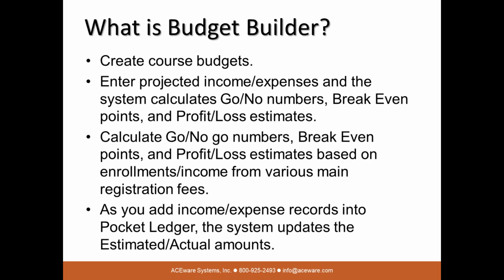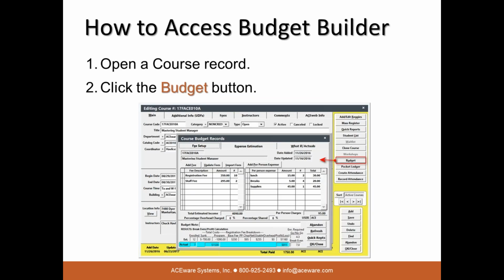So, what it is, obviously, is a tool to create course budgets. And again, this is forecasting. Budget Builder is something that your coordinators, your program planners, the folks that build the courses, would use at the front end when they are determining fees for the class and what the go, no-go numbers are. We'll talk about what that means. Basically, it's the minimum number you need to run the class, which typically is the go, no-go number. And then where is your break-even point? So we'll go through that.